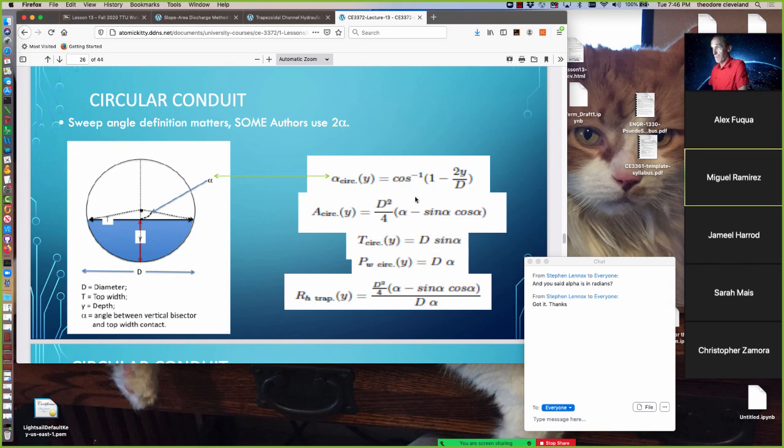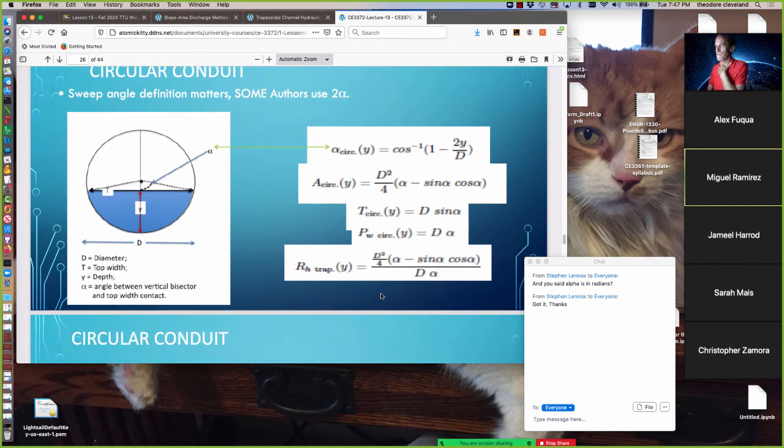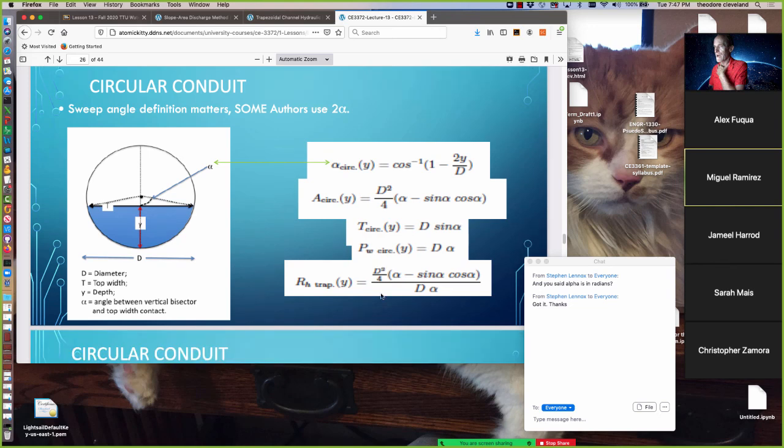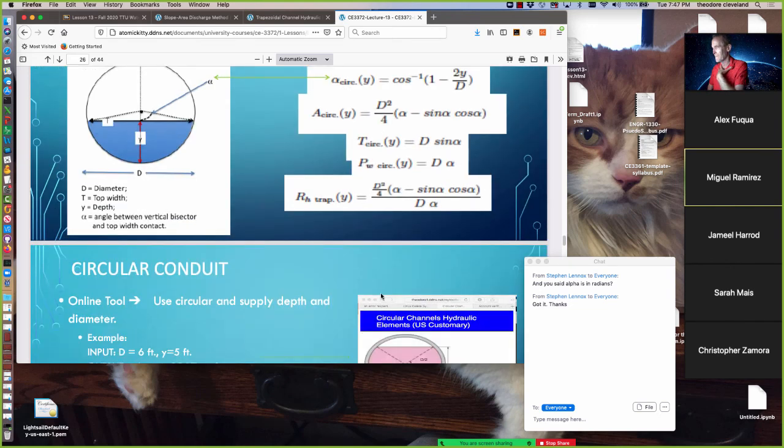Alternatively, if you're into programming, I suppose you can program this to accept values in degrees. But the beauty of it is that we actually don't care what alpha is. We just need to calculate it to use the other formulas. So by all means, feel free to use the online tool. I'm confident that it works correctly.